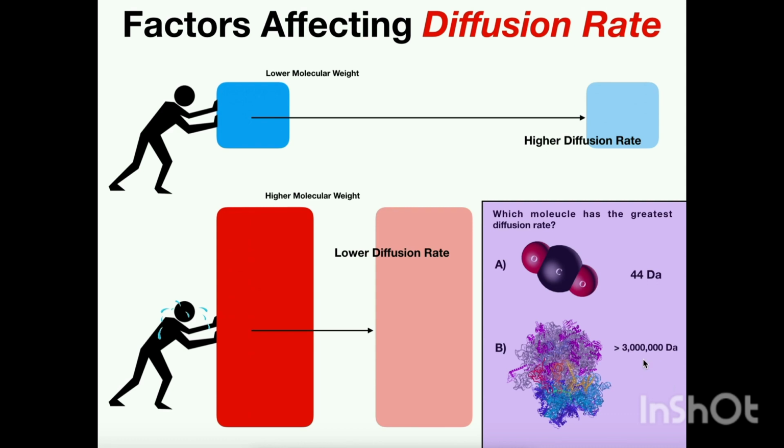Which of these has the greatest diffusion rate? Well, the greatest diffusion rate would be associated with the smallest particle. The smallest one is obviously carbon dioxide here in this example. So we could say carbon dioxide has a greater diffusion rate. We could also inversely say that the ribosome here has a lower diffusion rate because its molecular weight is so much larger. So to sum up this slide, the higher the molecular weight, the lower the diffusion rate, and vice versa. So that's our first factor.